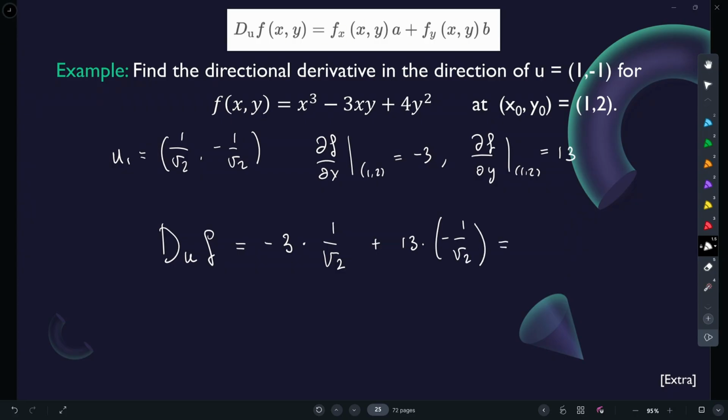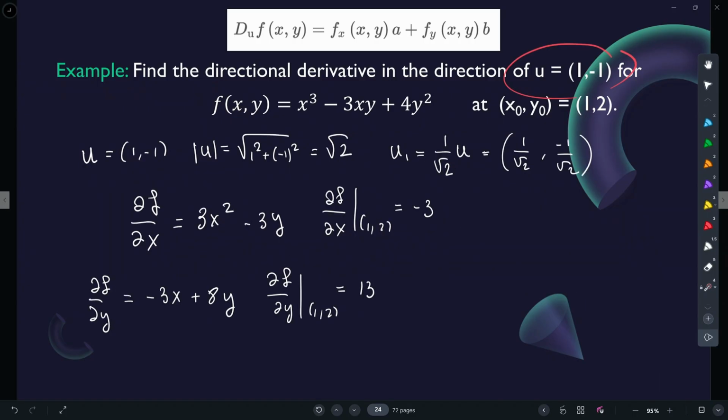So that is 3 over the square root of 2 and 13 over the square root of 2, 16 over the square root of 2 with a negative sign. So the tangent line at that point in the direction of 1, minus 1 has slope minus 16 over the square root of 2. U1, yes. So U1 came here. I knew they gave me one vector, and I need a unit vector in that direction.